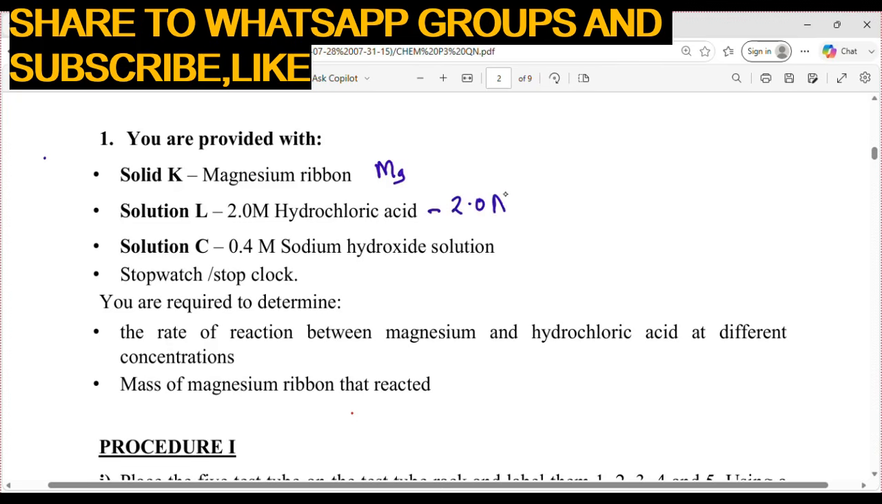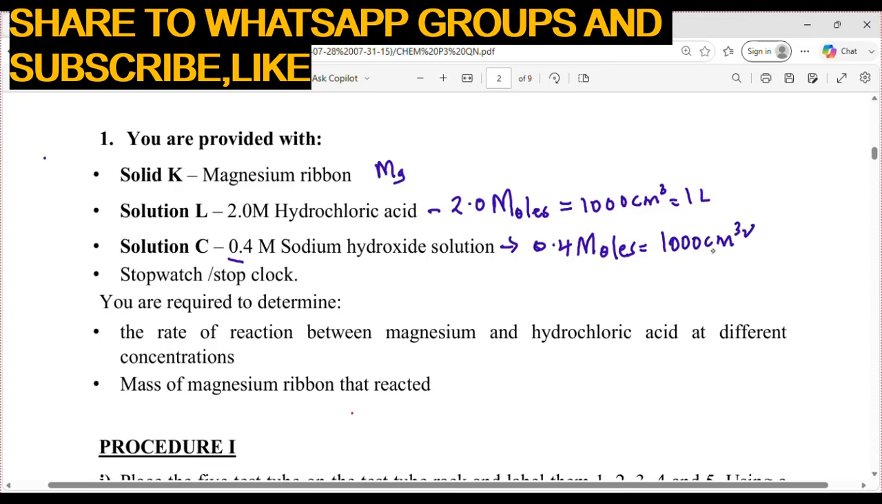So this simply means that 2.0 capital M is the number of moles which are contained in a liter, and a liter is equal to 1000 centimeters cube. This solution C, sodium hydroxide, 0.4 capital M, is the number of moles which are contained in 1 liter, and the 1 liter is equal to 1000 centimeters cube.